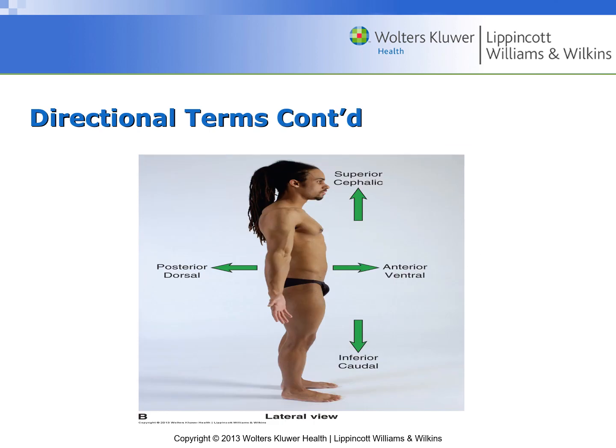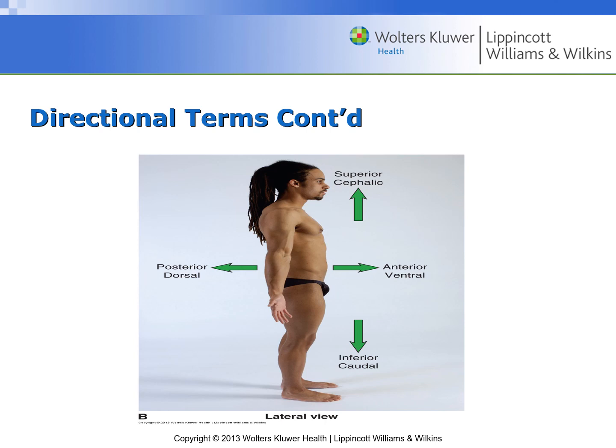Now let's consider 4 more directional terms. These terms being superior, also referred to as cephalic, anterior, also referred to as ventral, inferior, also referred to as caudal, and posterior, which is also referred to as dorsal.